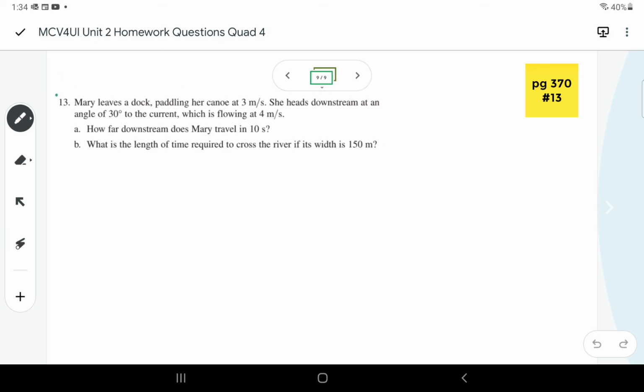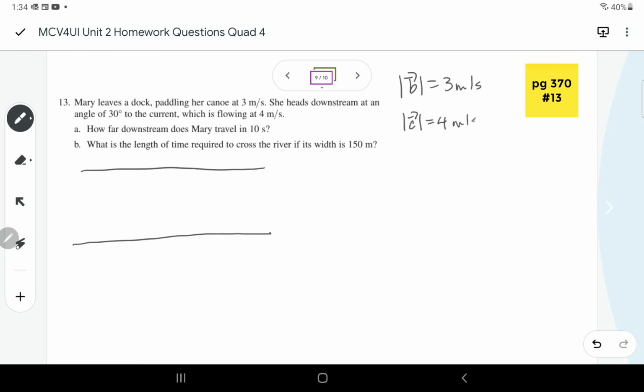Mary leaves a dock, paddling her canoe at 3 meters per second. She heads downstream at an angle of 30 degrees to the current, which is flowing at 4 meters per second. Okay, that's a lot of stuff. Let's draw the river. So the boat speed is 3 meters per second, and the current speed is 4 meters per second. And we're going to be figuring out the resultant. We're not even really asked for the resultant, but we're going to need to know some stuff about this.